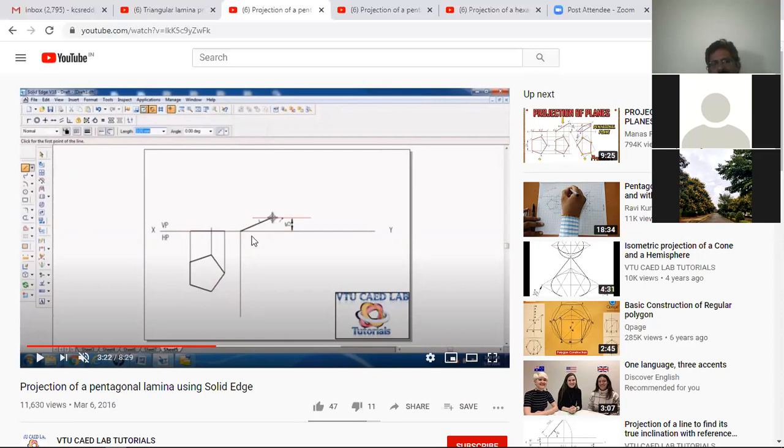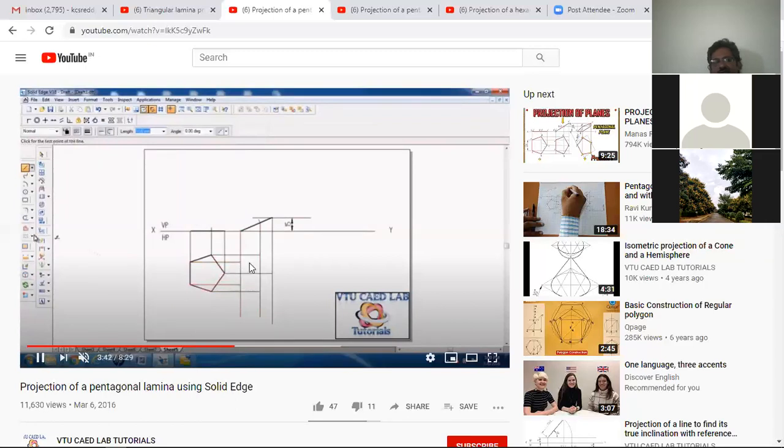So from each corner we need to draw the vertical projection. From C, from B, and then from this point also. Then draw the horizontal projection up to this point. Then from here to here at this point. Then from here to here it is up to this point. And from here to here onto this point, and then here to here.